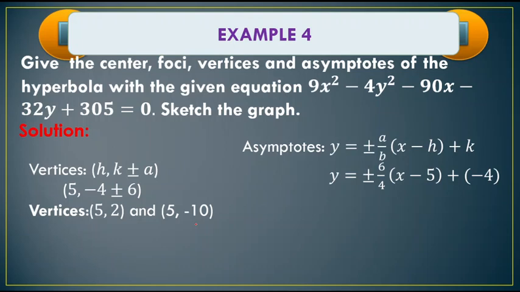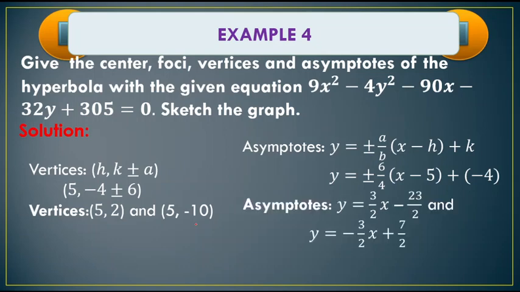Ayan na ngayon. And then, simplify natin yung asymptote natin. Yung y is equal to positive and negative 6 over 4 times the quantity of x minus 5 plus negative 4. So, the asymptotes now are y is equal to 3 halves x minus 23 over 2 and y is equal to negative 3 halves x plus 7 over 2. Okay, so yun na ngayon yung ating asymptote.